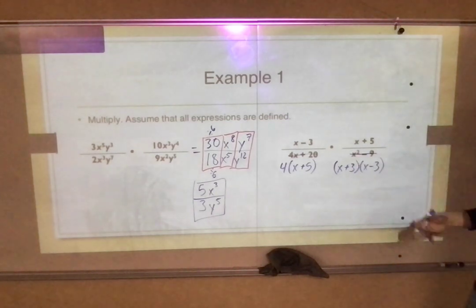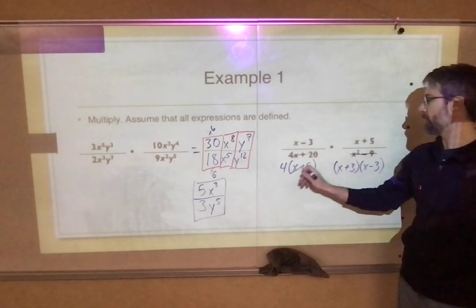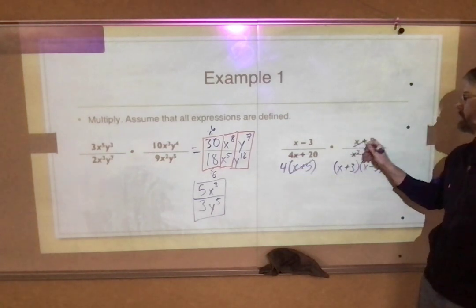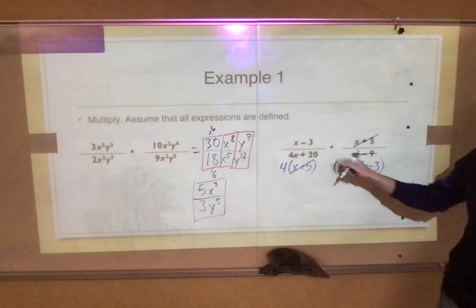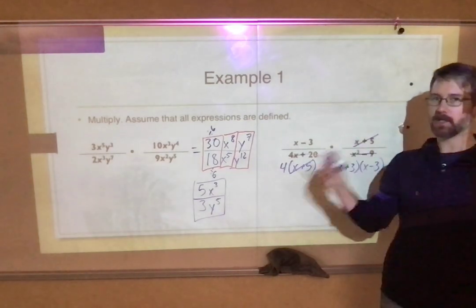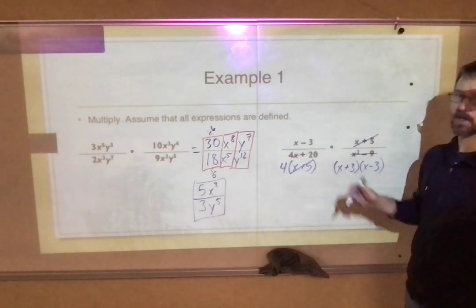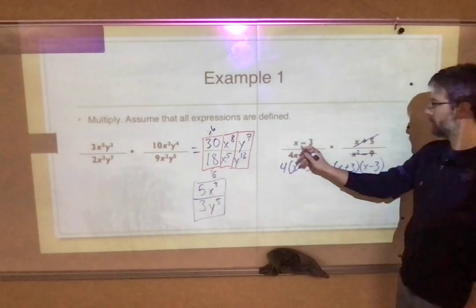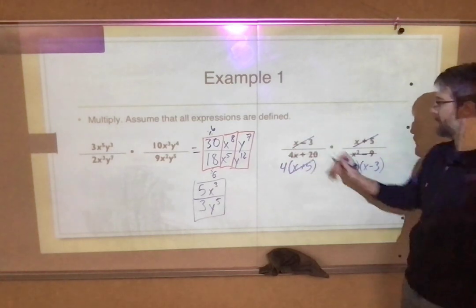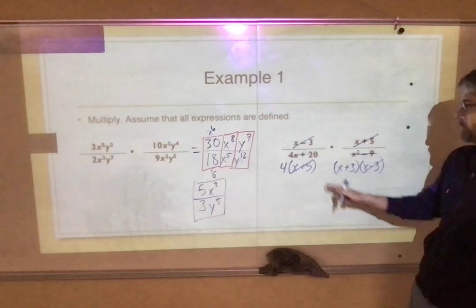And now I just have to cancel the common factors from the top and the bottom. I've got an x plus 5 on the bottom on this side and x plus 5 on the top here. You can cancel across a multiplication sign. Not across a division, not across an addition or an equals or anything like that, but you can cancel across a multiplication. All right, then x minus 3 on top here cancels the x minus 3 down here, and that's all the canceling I can do.